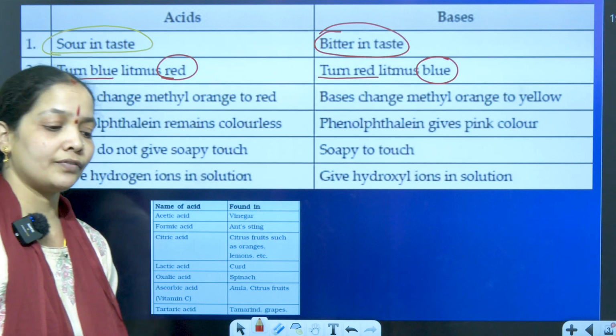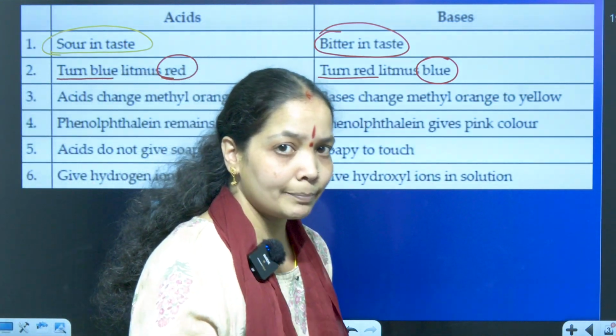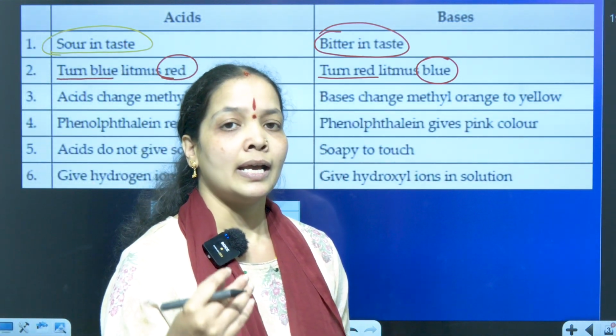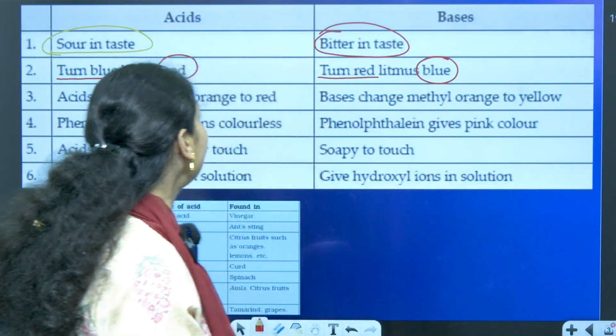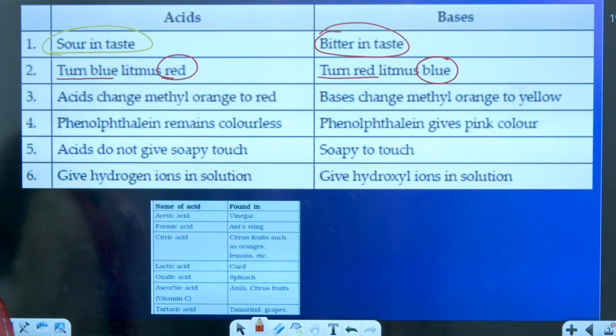So for any solution given, I'll take a red litmus paper and dip it. If it is turning blue, it's a base. I'll take a blue litmus paper and dip it. If it is turning red, it's an acid.